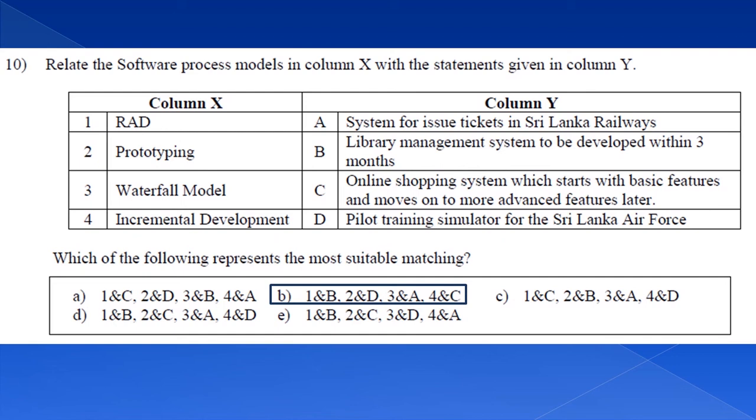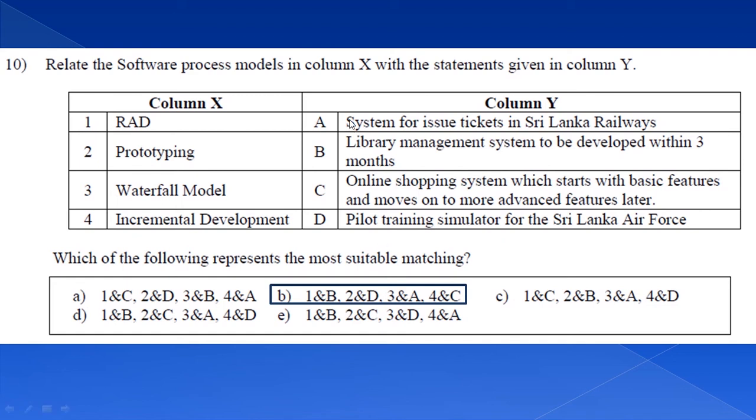And 3 goes with A, waterfall model, a system for issuing tickets in Sri Lanka Railways. Yes, that is because for a ticketing system, you don't have to go for an agile process since you know the requirements. You can quickly get the requirements and easily identify them. So you can develop it by the waterfall model.